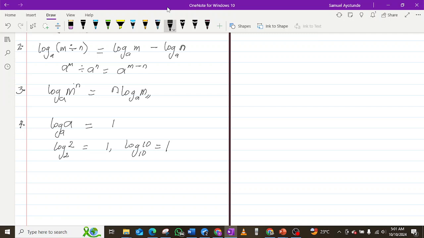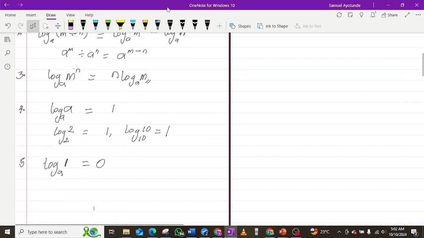Now, number 5, the fifth law. If we have logarithm of 1, when the argument is 1 and the base is any number, let's say 10, 3, 2, whatever it is, the answer is equal to 0.